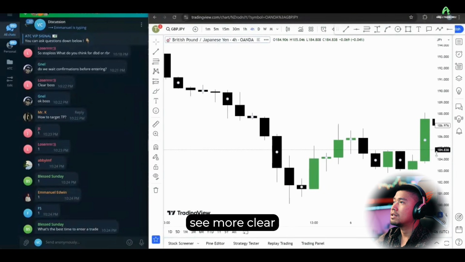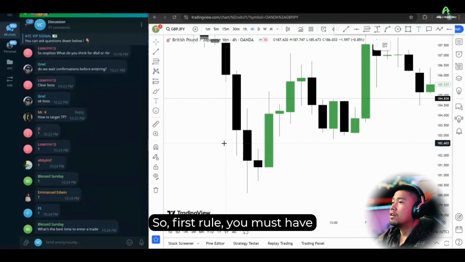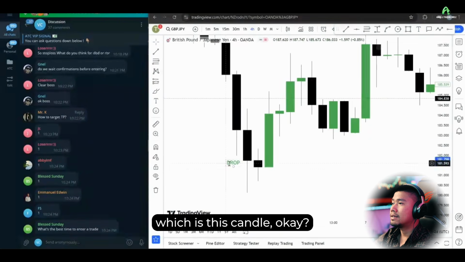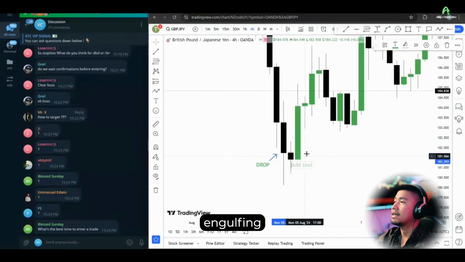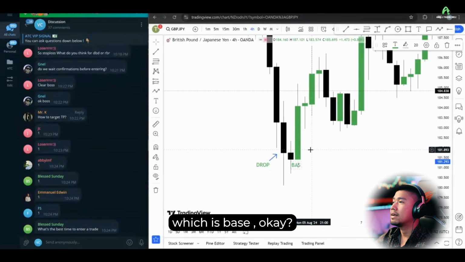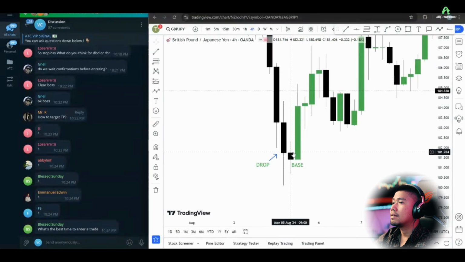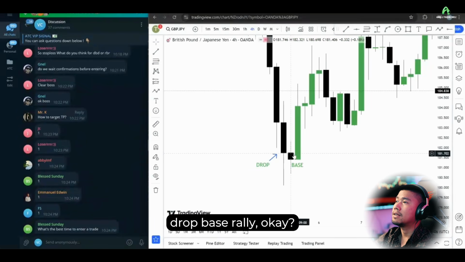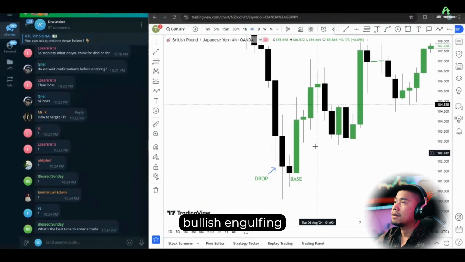I'm going to go to H4 to see more clearly. This is an example, okay? So first rule, you must have a drop candle, right, which is this candle, okay? And then we must have bullish engulfing, which is base, okay? You guys remember, these two is a base, and it must be engulfing. If these two are not engulfing, then it cannot be drop base rally, okay? It must be bullish engulfing, alright?